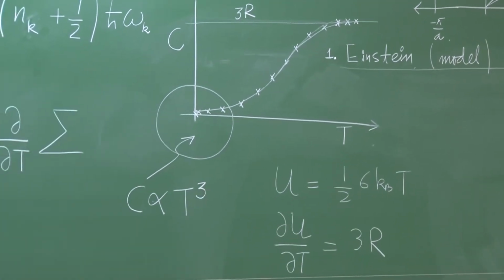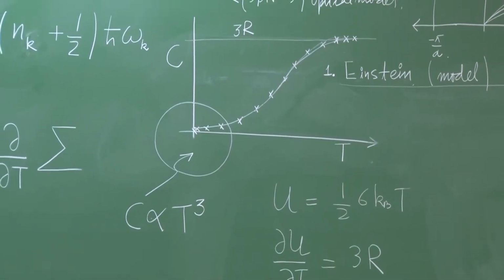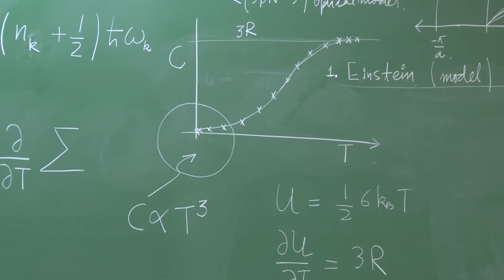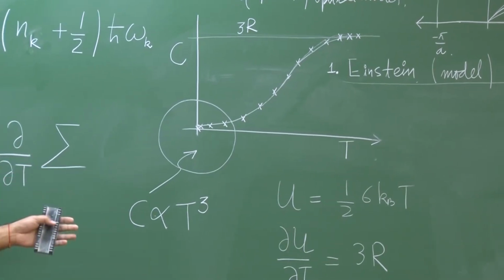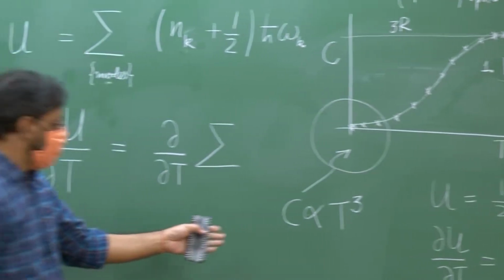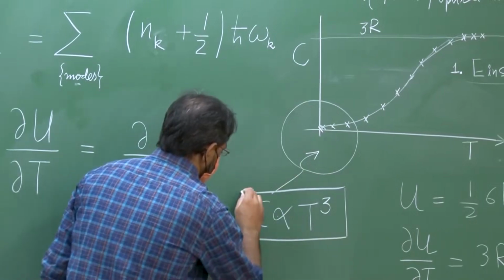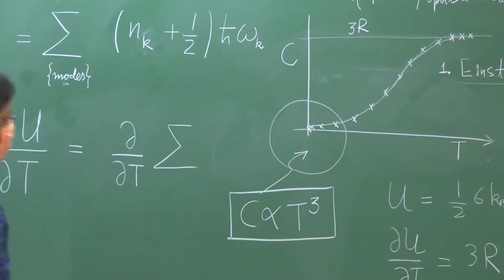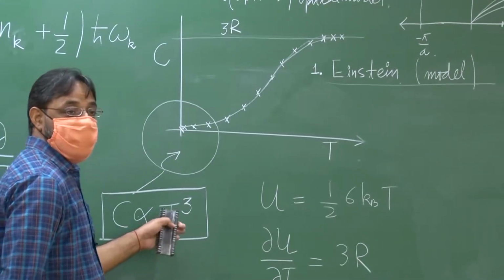C is proportional to T cubed, whether you are measuring diamond, sodium chloride, aluminum oxide, or silicon oxide. It doesn't matter. The specific heat at low temperature is T cubed. And Einstein's model could not explain this.